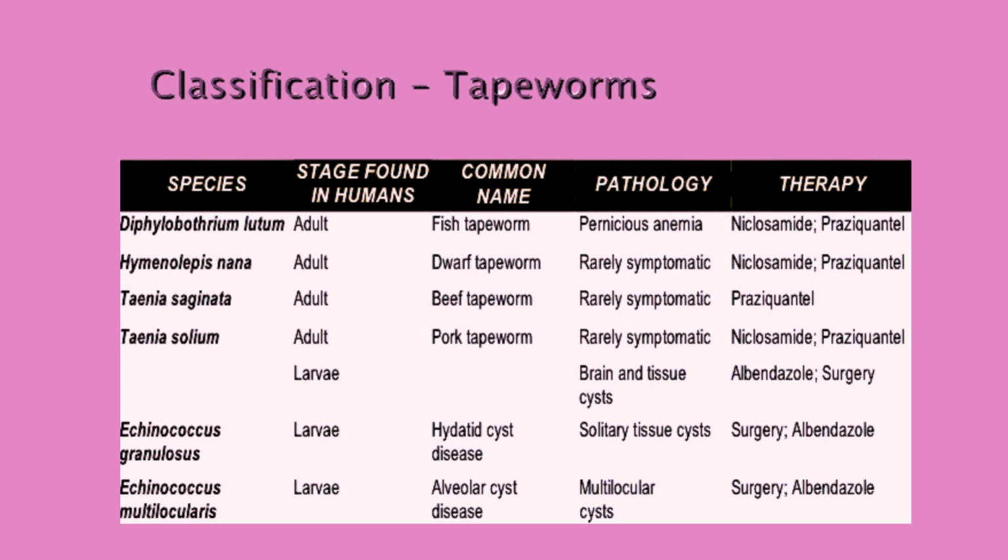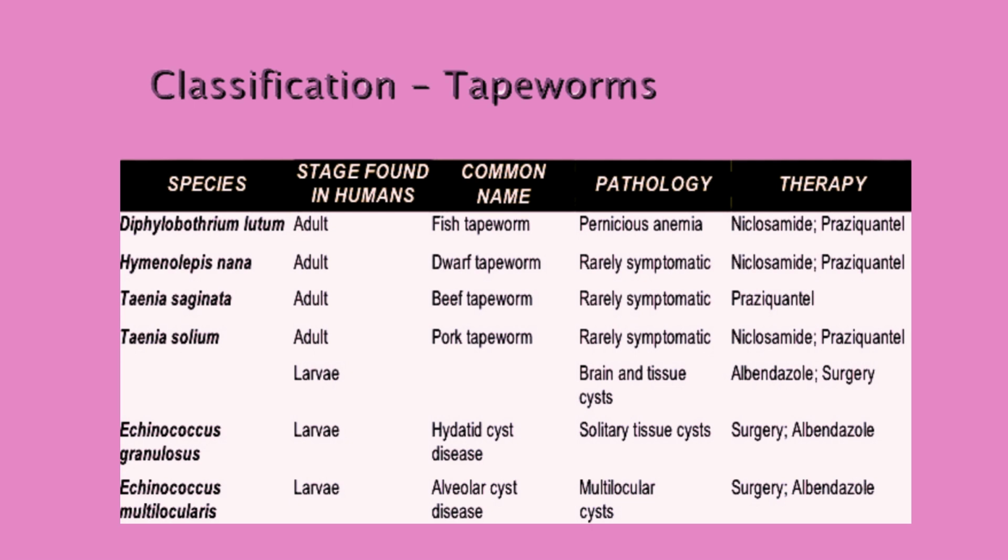Coming to tapeworm. There are different species of tapeworm, which is Diphyllobothrium latum, and that is called a fish tapeworm, and they cause pernicious anemia. Treatment is praziquantel or niclosamide.